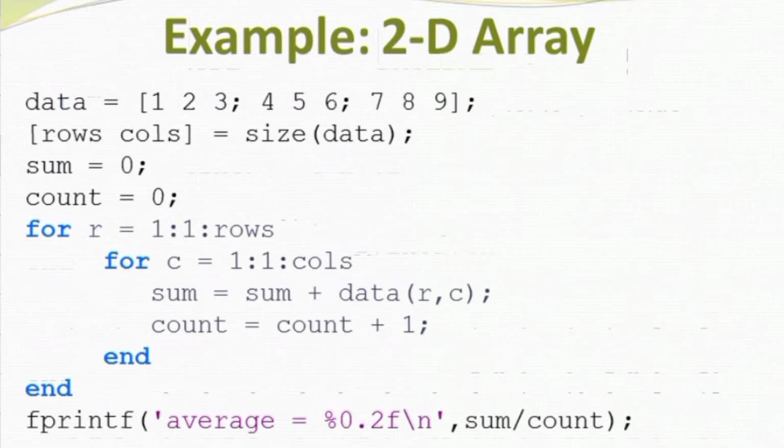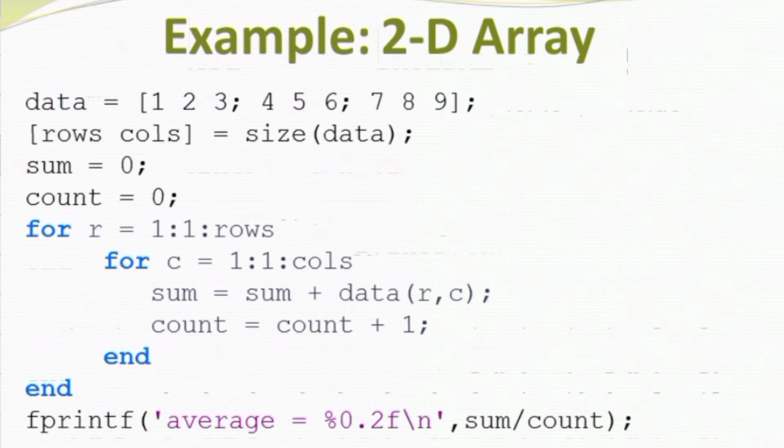All right, so we know the size command will give us the number of rows and number of columns for data. We then have 2 variables, sum and count. Essentially what we're going to be doing is calculating the average of the numbers that are included in this array. So we have, again, 2 for loops, one inside the other. The outer for loop is going to allow us to go through the rows. The inner for loop is going to allow us to go through the columns.